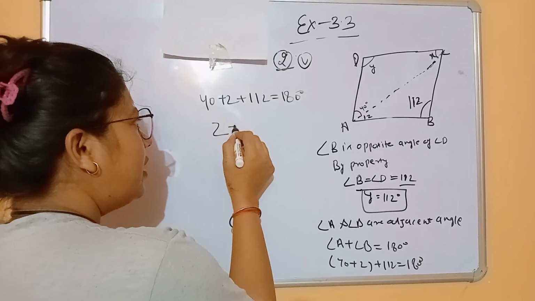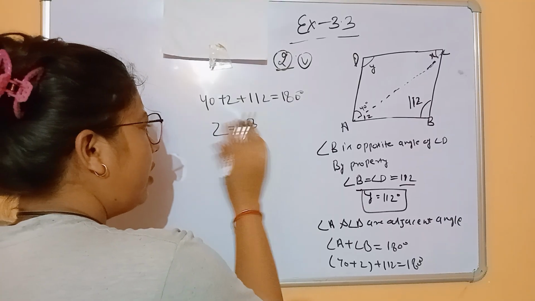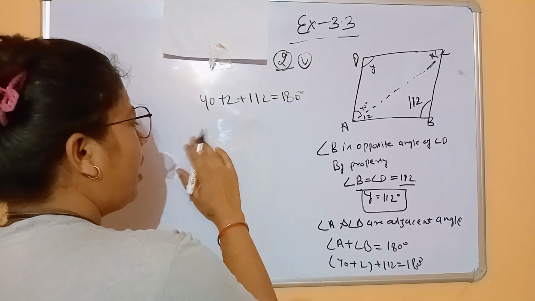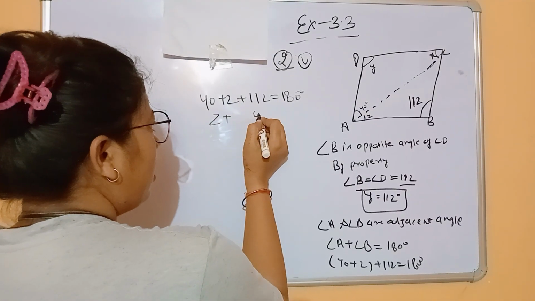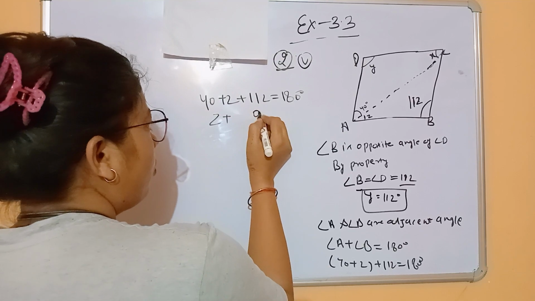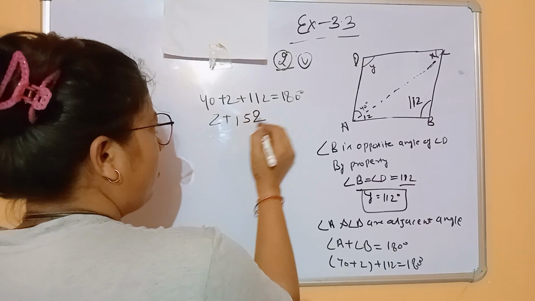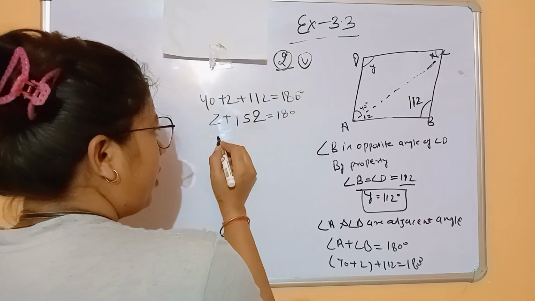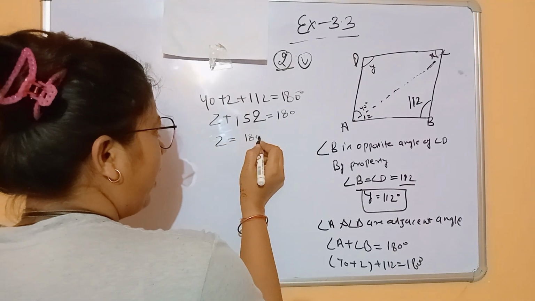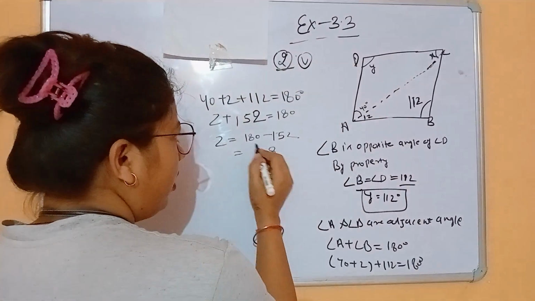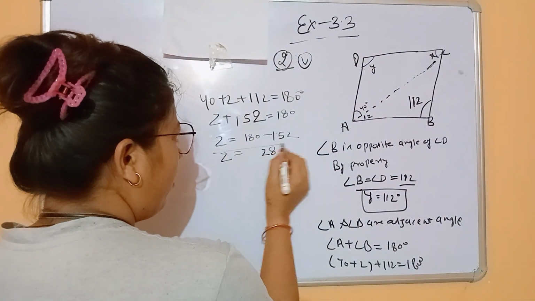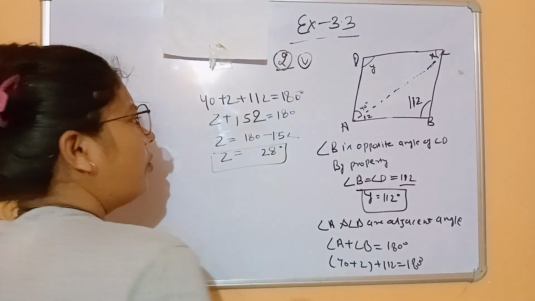So how do we find Z? First we add: 40 plus 112 is 152. Now 180 minus 152 is 28. So from here we find angle Z is equal to 28 degrees.